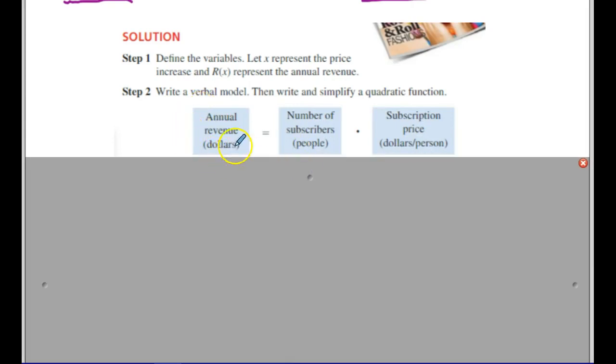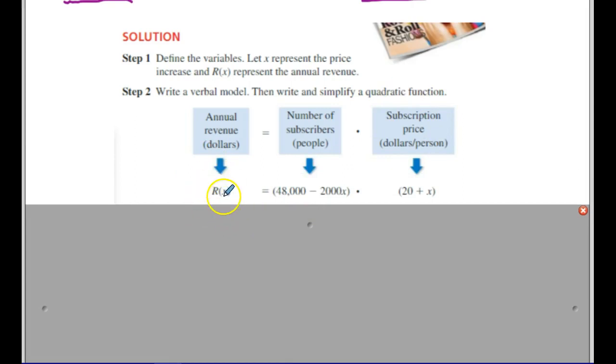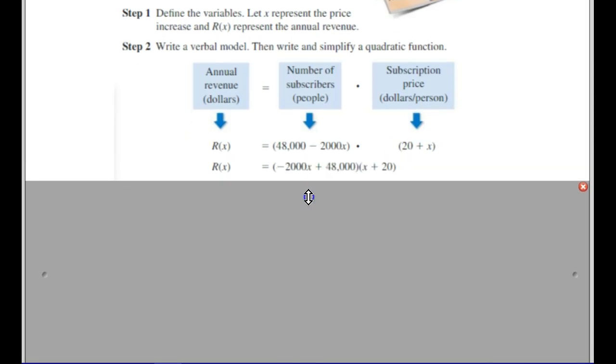So I know that the annual revenue is equal to the number of subscribers times the subscription price. Okay, so now I can write down what I know. So I know my annual revenue is going to be r of x equals the number of subscribers. So I have 48,000 is where I start, but I subtract 2,000 subscribers for every dollar increase. And I multiply that times my subscription price, and my original subscription price was $20, and then I'm adding an additional dollar every so often. Okay? So now I have that.